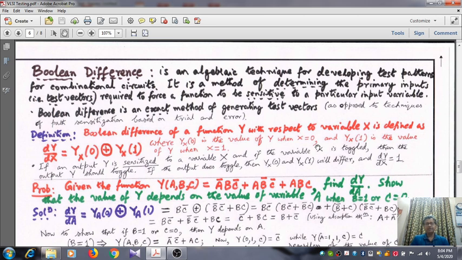That means somehow we are able to capture the test vector, but it is an inexact method, a trial and error method. Now we are on the lookout for an exact technique.